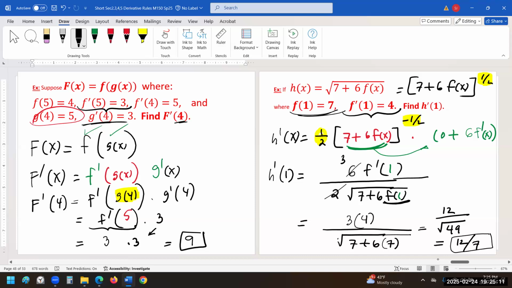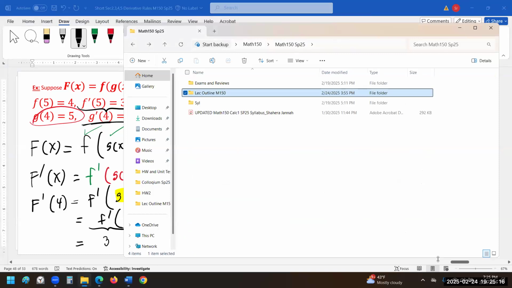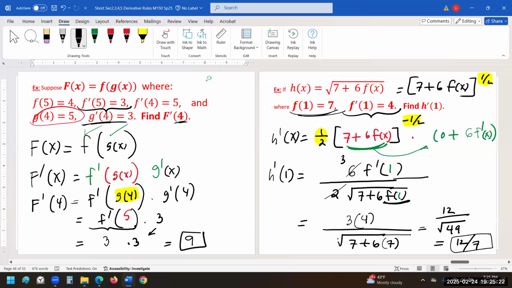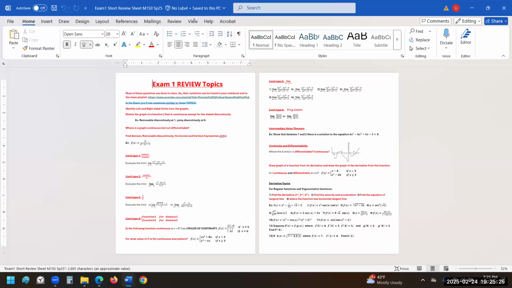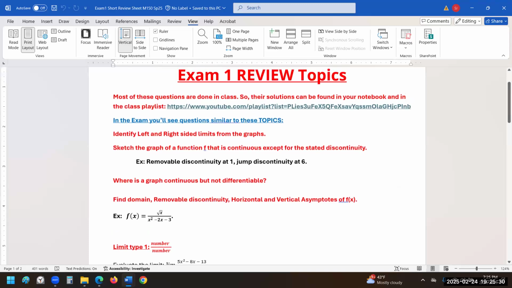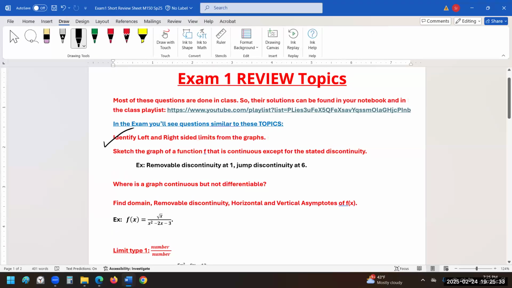So let me tell you real quick what will be in the exam again. And if you already forgot anything, go back, watch the recording, and then you'll feel comfortable. So identify left and right-sided limit from a graph. For example, you have a graph, something like this. You identify what's the derivative when it comes from the left side, what's the derivative when it comes from the right side, and what's the derivative exactly at that point. It is from graph. We did it at the beginning.